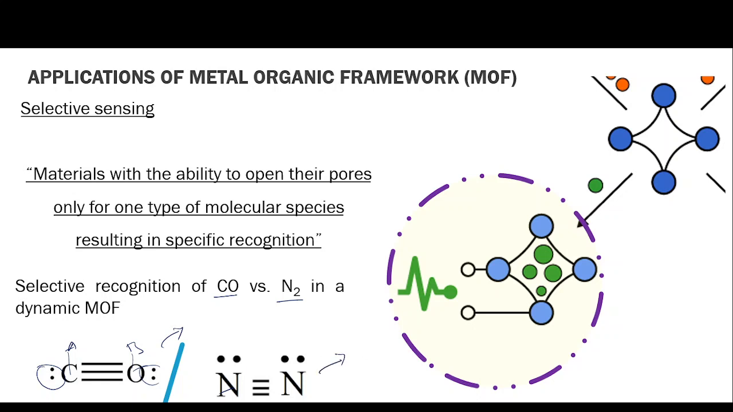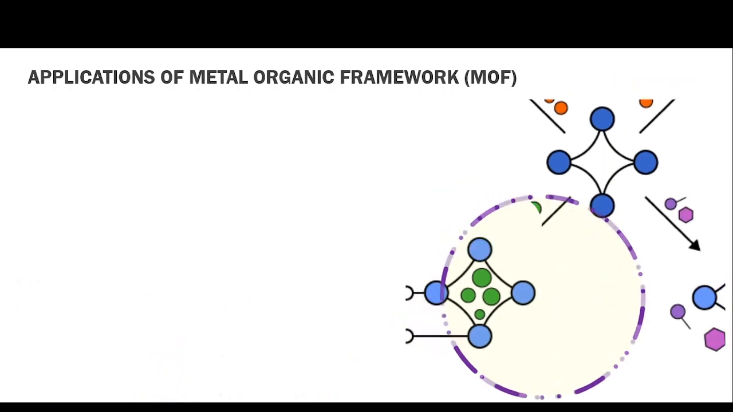So they have exploited this property, and then they were able to build a sensor or an electronic device which would sense not just carbon monoxide but also nitrogen and give you a different signal. So materials with the ability to open their pores only for one type of molecular species result in specific recognition. So it acts as a sensor, recognizes the molecule and gives out a signal. So MOFs can be used in selective sensing.